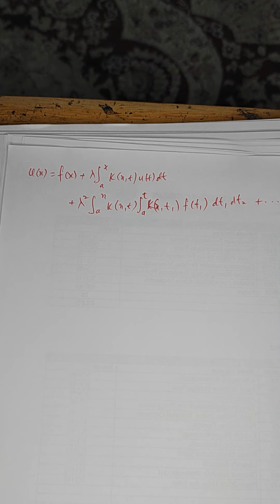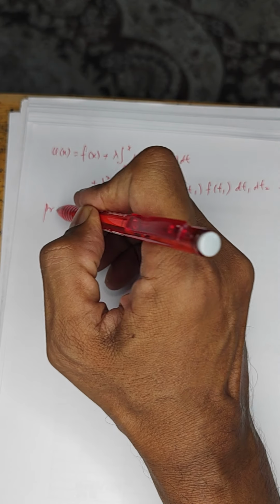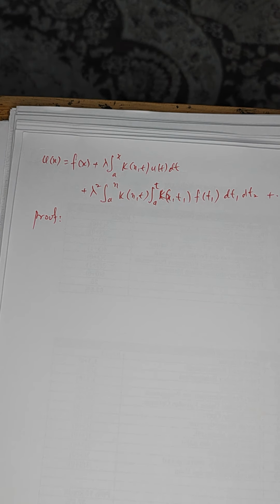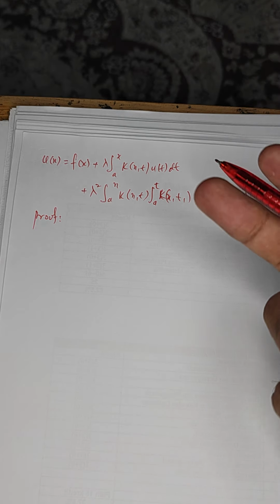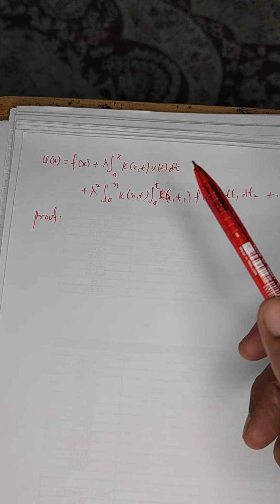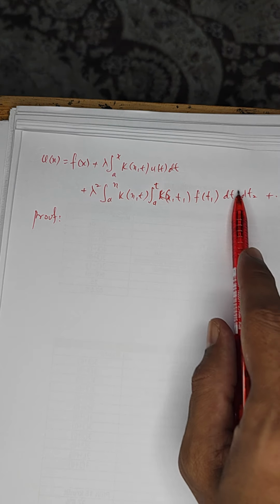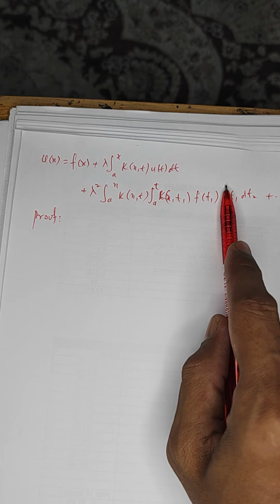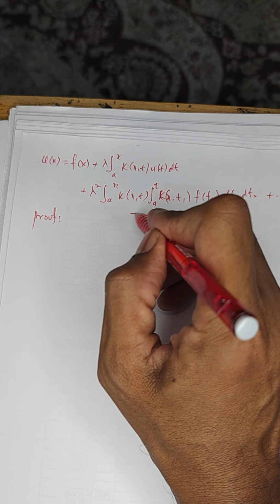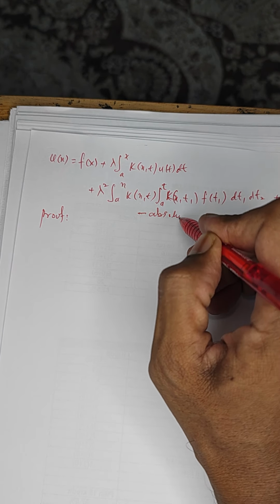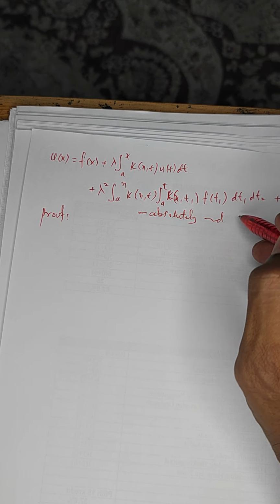Okay, so let's prove this. Remember the solution of the non-homogeneous Volterra integral equation is given by that, where this series is absolutely and uniformly convergent.